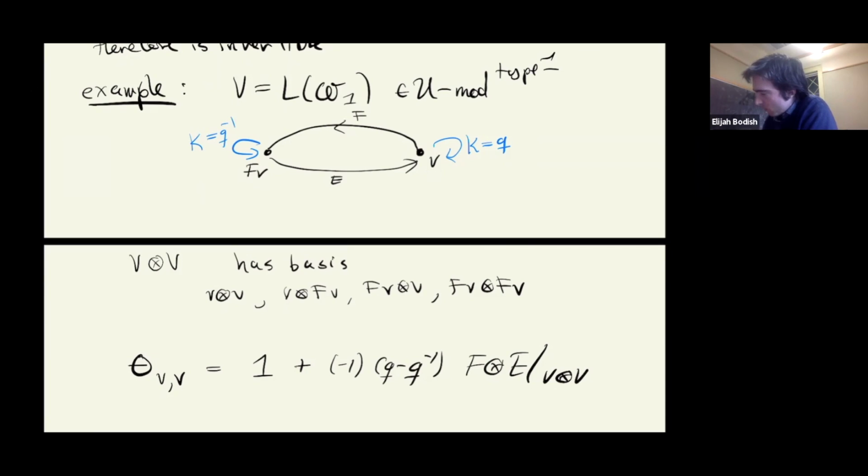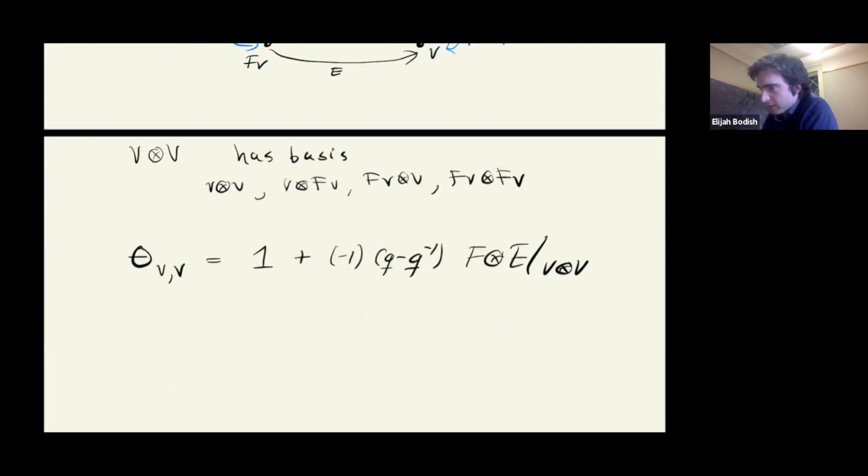I have -1. And if I wanted to be maybe even more concrete and write this in a matrix with respect to my basis, you can see that it looks like this. I have 1s along the diagonal as expected, and then one single off diagonal term here, which is Q inverse minus Q. So this is, more or less, how we're expecting this theta to look.